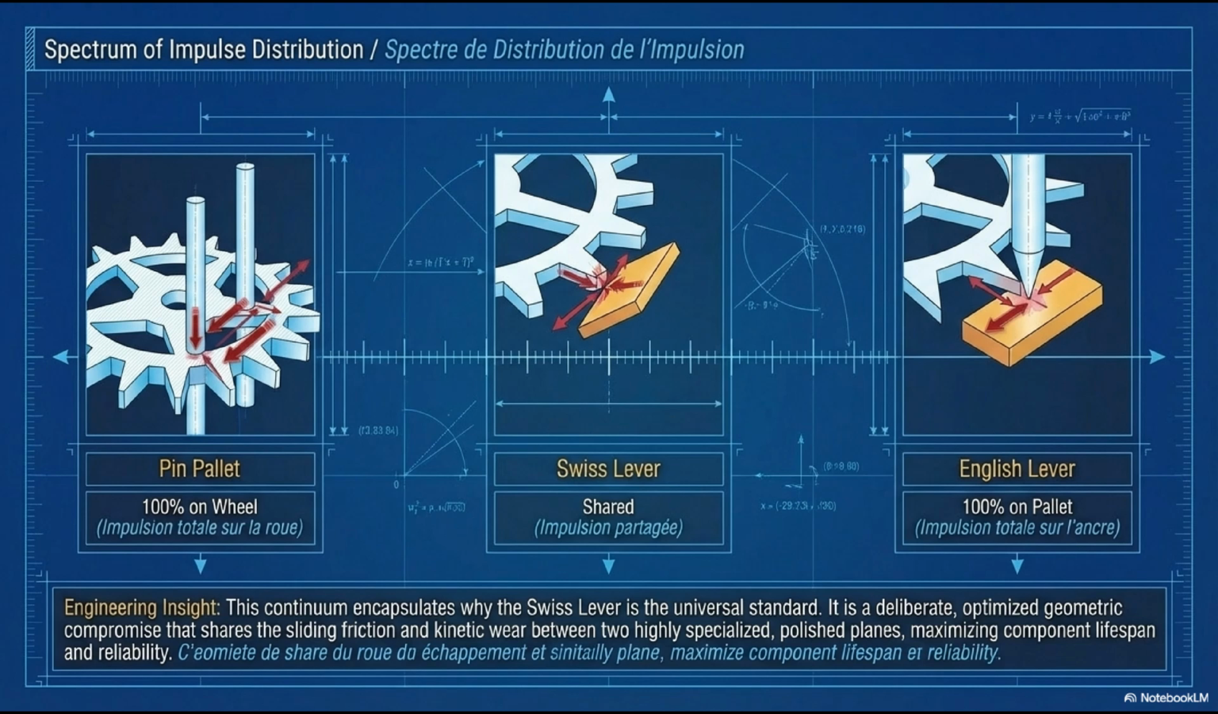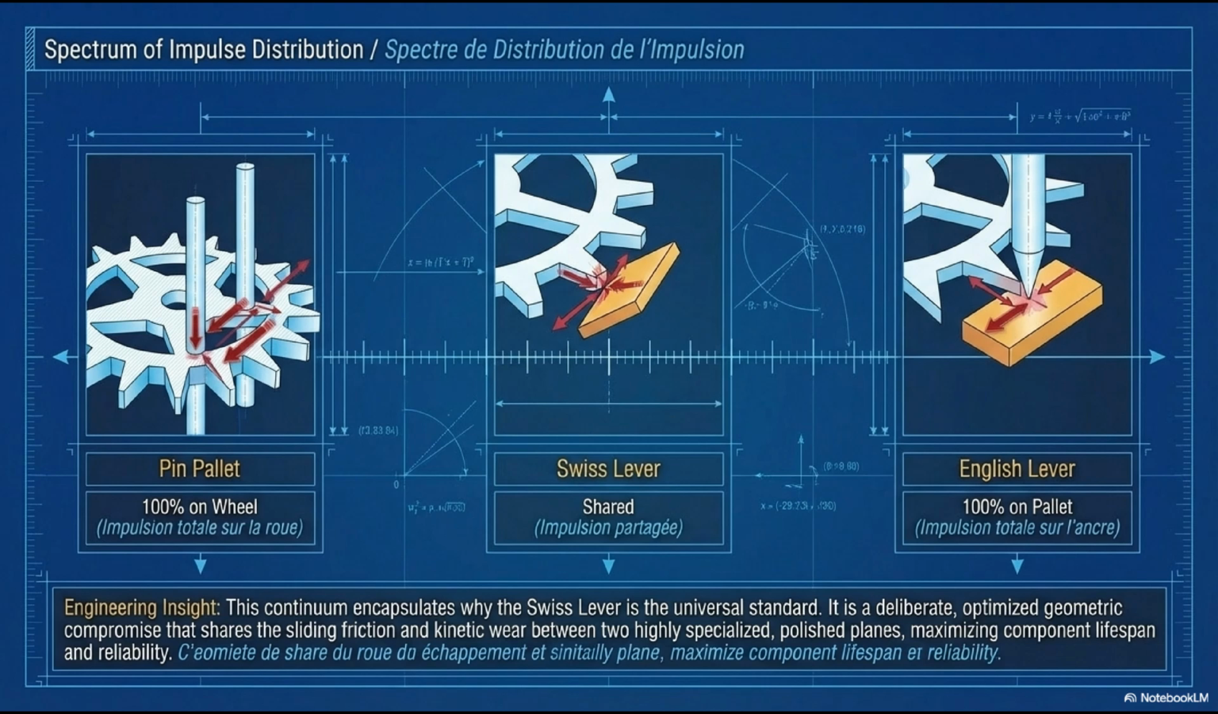At the right extreme, the English lever: 100% on the pallet. The pointed tooth acts only as a driver. The long ruby pallet face carries the entire impulse. Geometry. At the center, the Swiss lever: shared impulse, impulsion partagée. The tooth's inclined impulse face, B to C, and the ruby pallet stone's impulse face both contribute approximately equally to energy transfer. The engineering insight at the bottom: this continuum encapsulates why the Swiss lever is the universal standard.